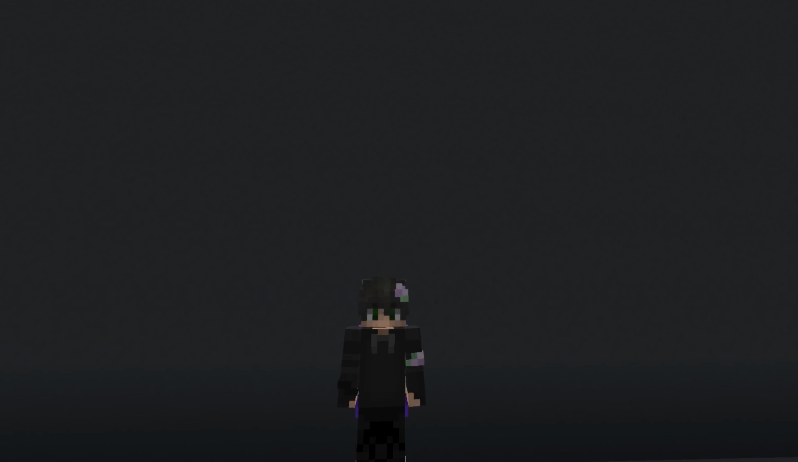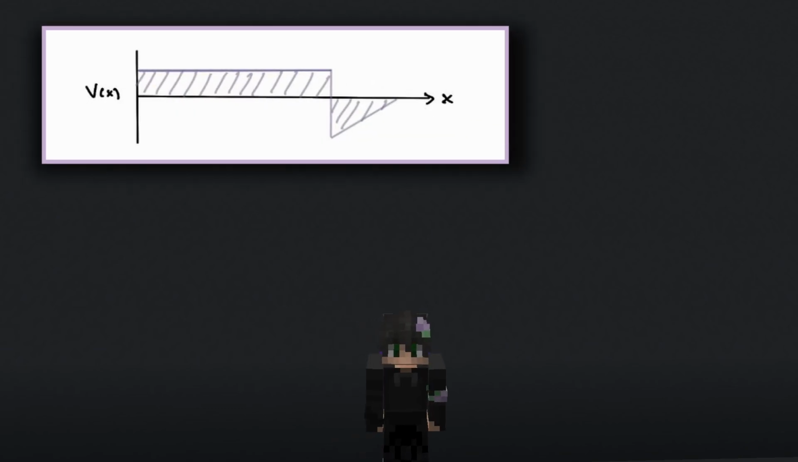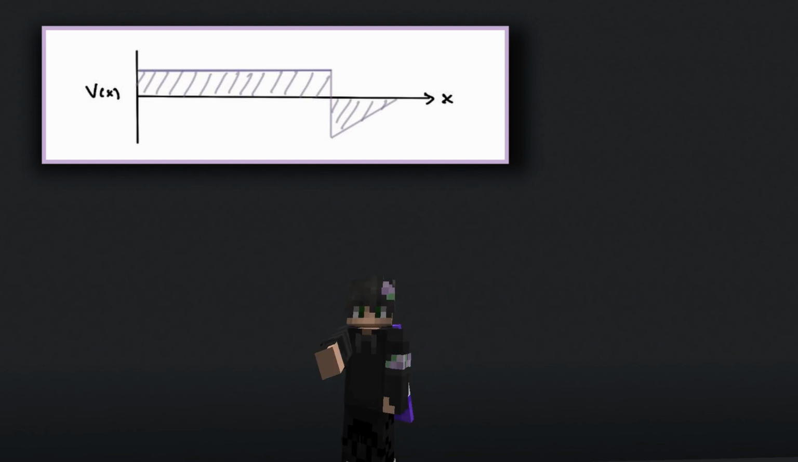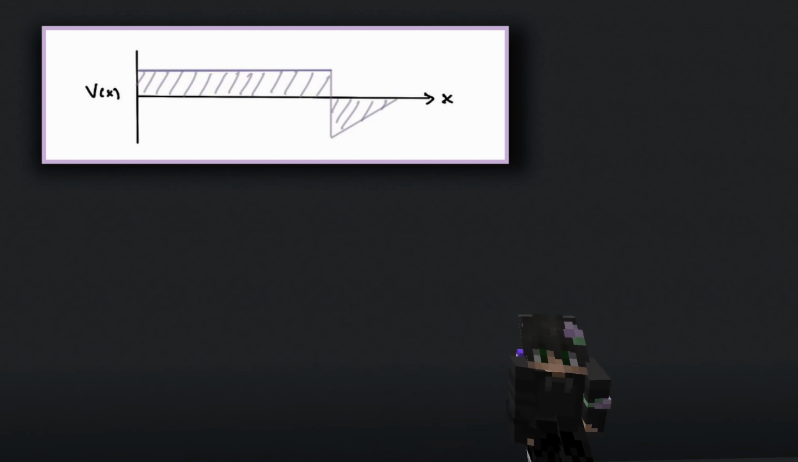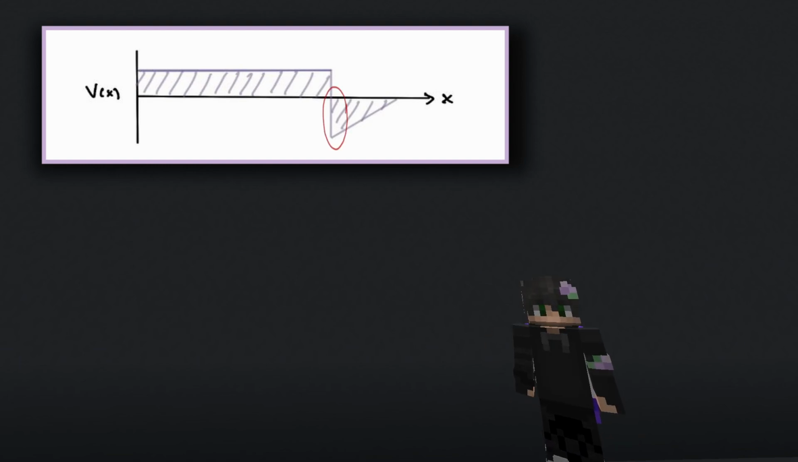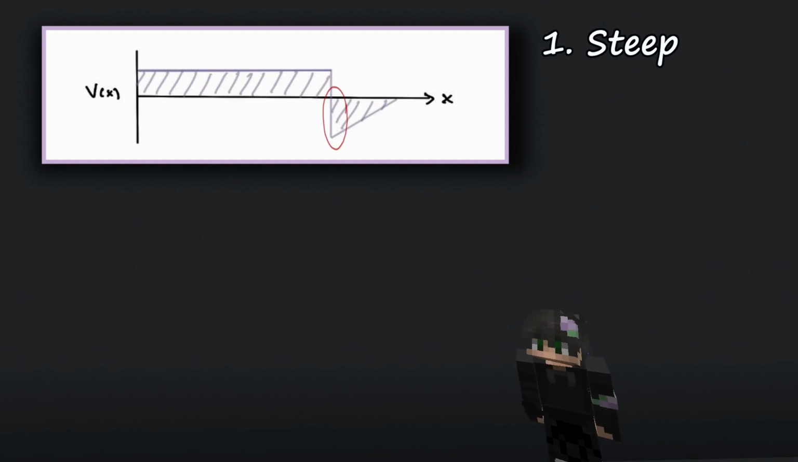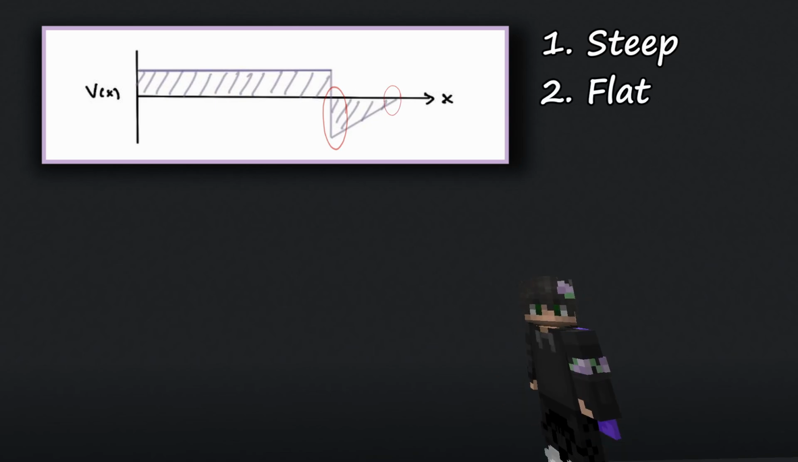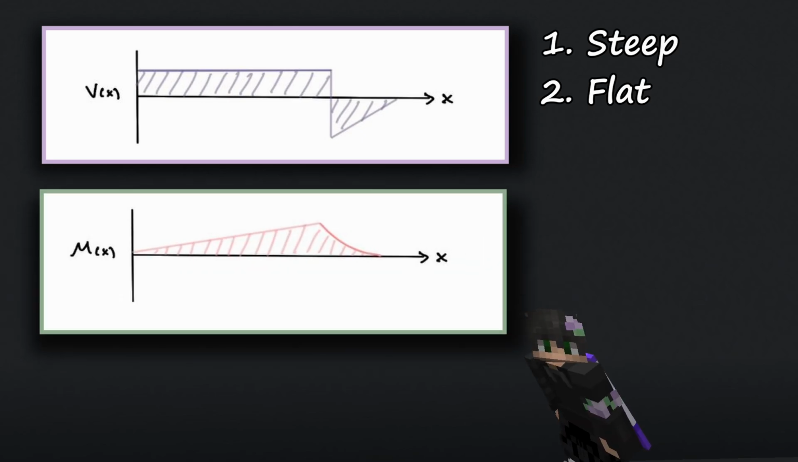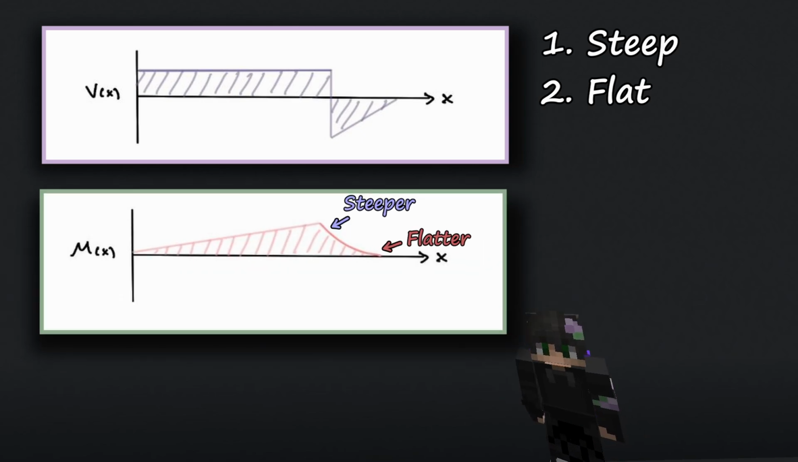Okay, so let's take a look at this example. It's pretty similar to the first one, but let's see what we can do with it. First, let's look at the areas. We can see that the area is big here, which means we're going to have a steeper slope. And if we look at this slice here, we can see that it's much smaller, so that correlates to a flatter slope. So our moment diagram should look like this.